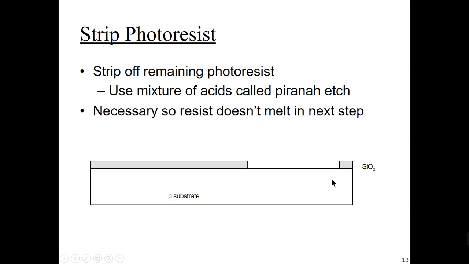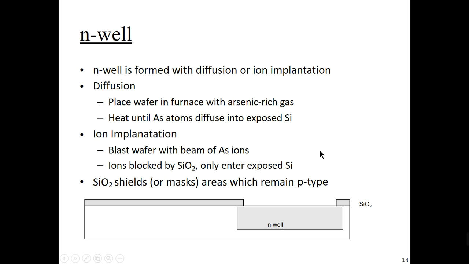Coming to strip photoresist. As we previously discussed, any excess photoresist layer that is there should be removed. That is the strip of the remaining photoresist, and it is necessary so the resist does not melt in the next step. And coming to the N-well, here we are using the N-well process, that's why one N-well has to be created here.